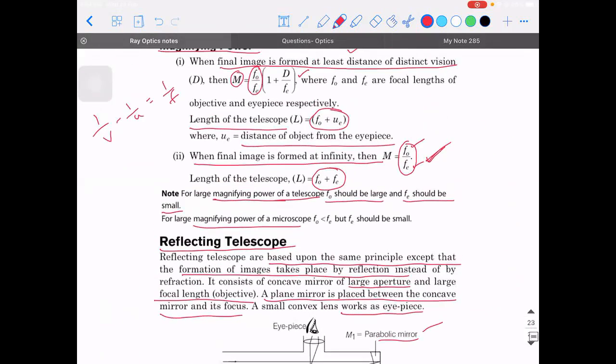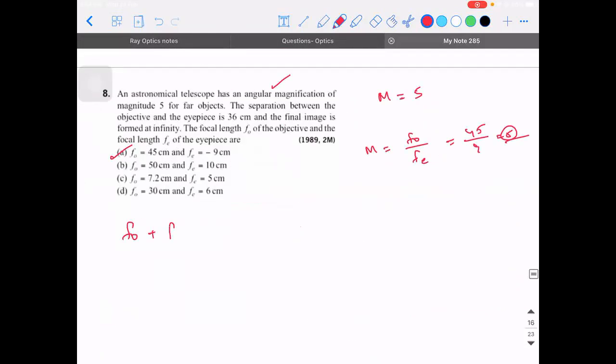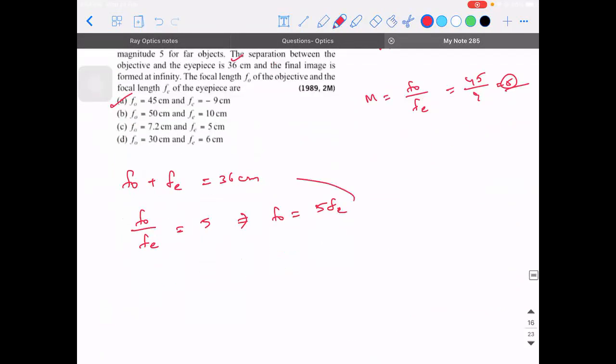When the image is formed at infinity, the distance, that is the length of the telescope, is given as f naught plus fe. How many unknowns are there? ரெண்டு unknown. அப்ப f naught plus fe வந்து 36 sir. கரெக்ட்டா? f naught divided by fe வந்து 5. Then f naught will be equal to 5 times fe னு எழுதலாமா? Take it and substitute it here. 6 times fe is equal to 36. 6.